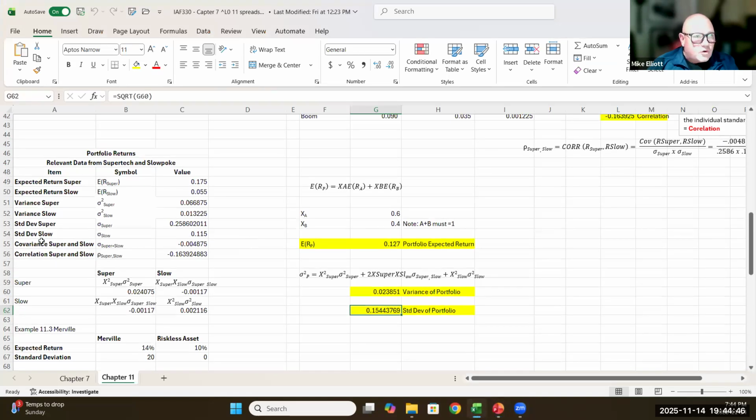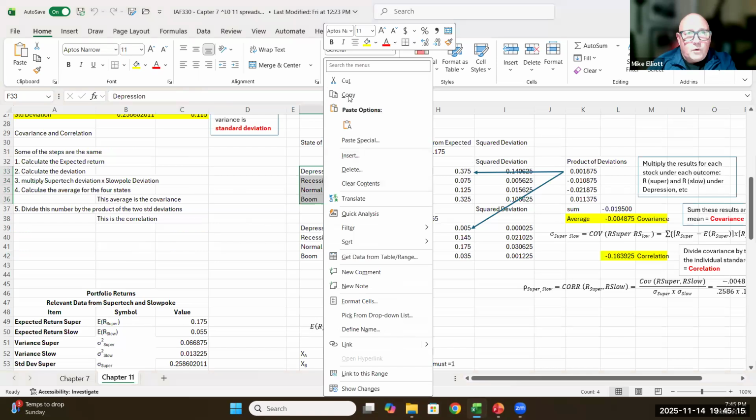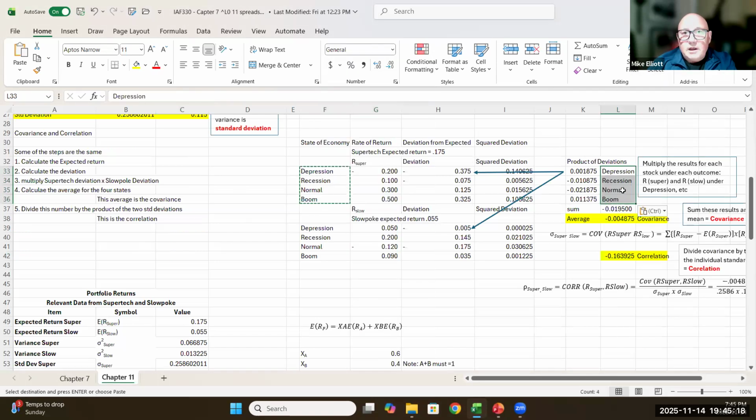We got there by first going the long way and figuring out what all of our expected returns are. In the individual case, what the variance is for super, what the variance is for slow, what the standard deviation is for the two. Then we figured out what the covariance was by figuring out our deviations from the mean for each of the stocks. And then we calculated the product of those deviations for each of the cases: depression, recession, normal, and boom. We sum them, and then we take the average of that sum, and that gives us our covariance.